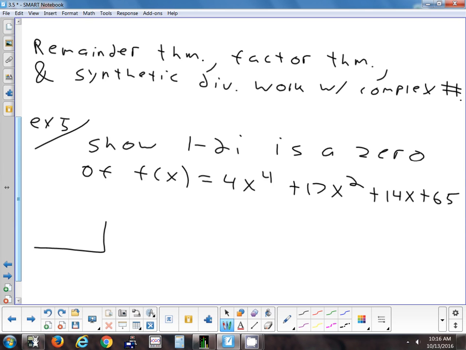So the thing you put here is what you want to show is a root. So what are they asking me to show is the root? 1 minus 2i. If they said show 3 is a root, you would put a 3 right there. The only time you switch the sign is if I ask you what is a factor. So if 3 is a root, x minus 3 is a factor. All right, so now write out your coefficients.